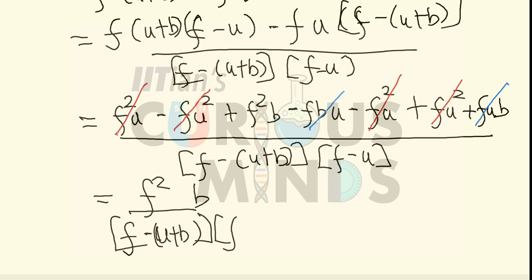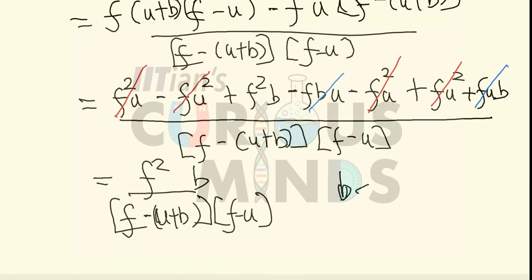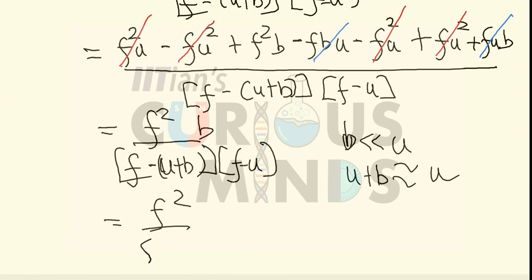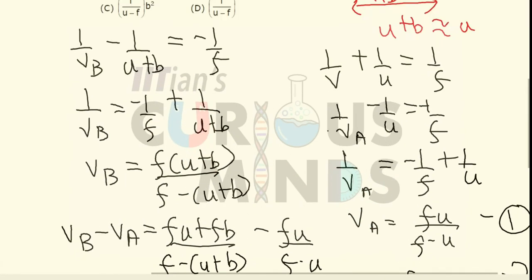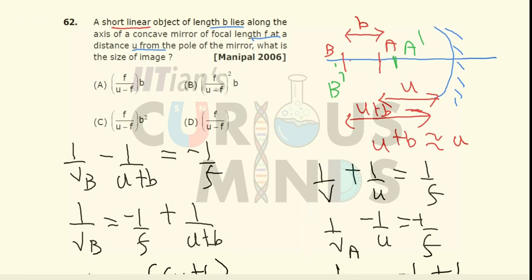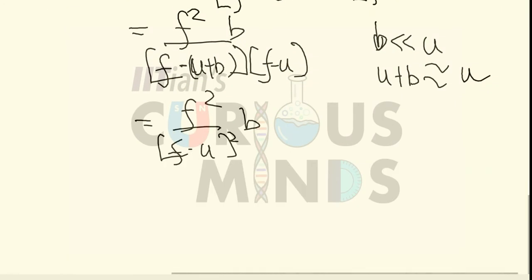Since b is very small as compared to u, u plus b will be approximately equal to u. So in the denominator it will be f minus u the whole square, giving f square divided by f minus u the whole square into b, which is option number b, that is, f square divided by u minus f the whole square into b. This is the size of the image that I have obtained.